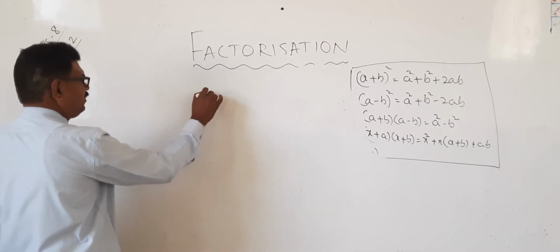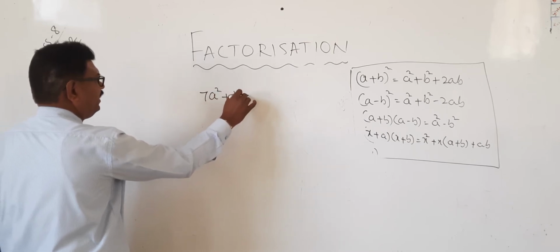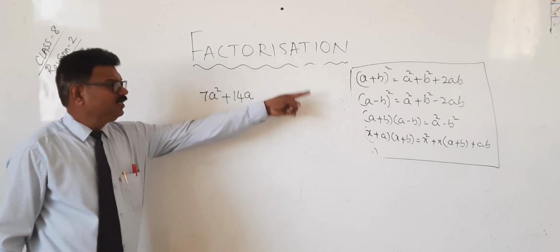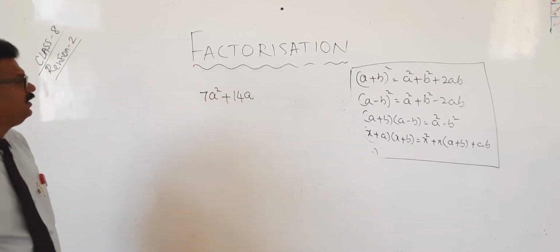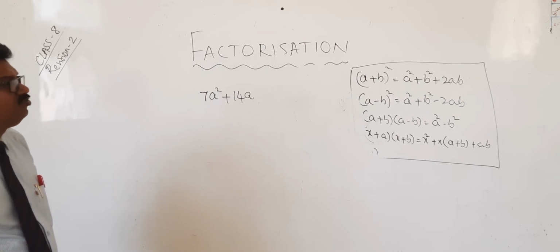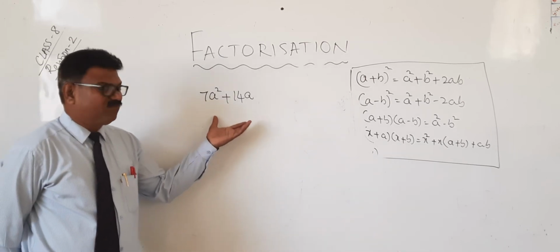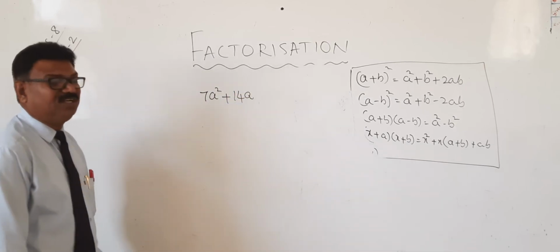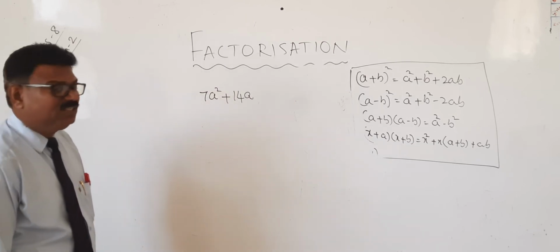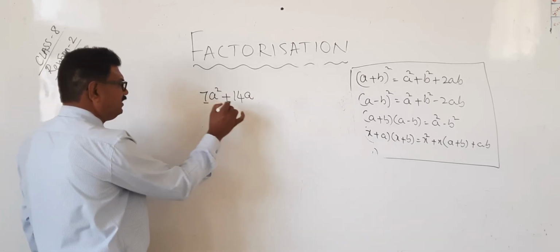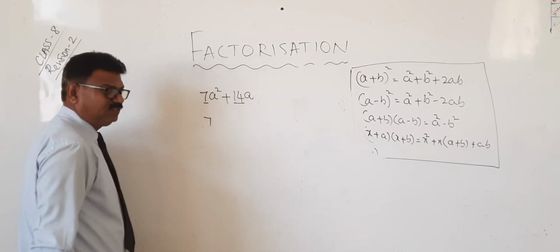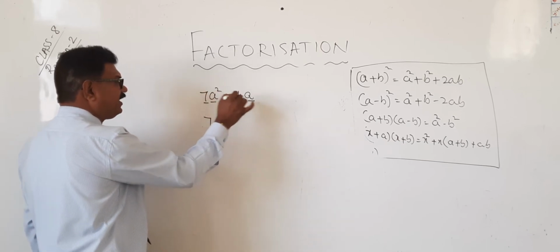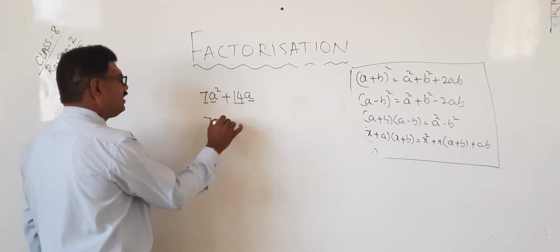7a square plus 14a, for example. Is this suitable for these identities? It is not suitable because both are not perfect squares. Both will not come in the identities. Here it is nothing but the general method. What is the general method? We should take common. 7 is there, 14 is there. What is common? 7. A square is there, a is there. We should take the smaller one. A square is smaller or a is smaller? A.